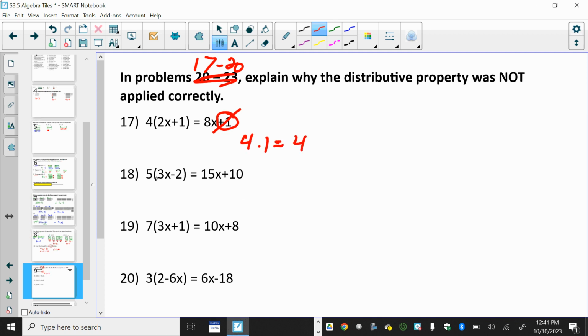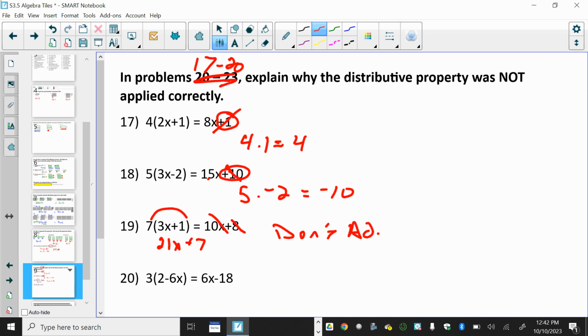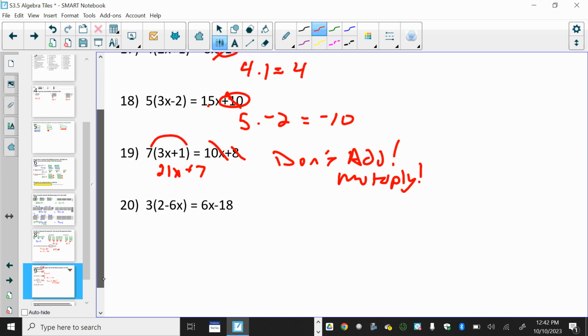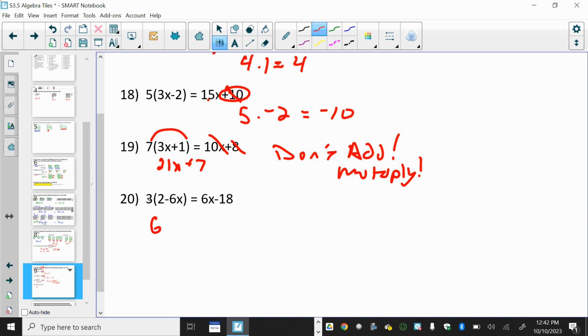5 times 3x is 15x. 5 times negative 2 is negative 10. Here we have 7 times 3x to make 21x. 7 times 1 is plus 7. Don't add. Multiply. Alright? We have 3 times 2 is 6. Minus 18x equals, look at the x movement.